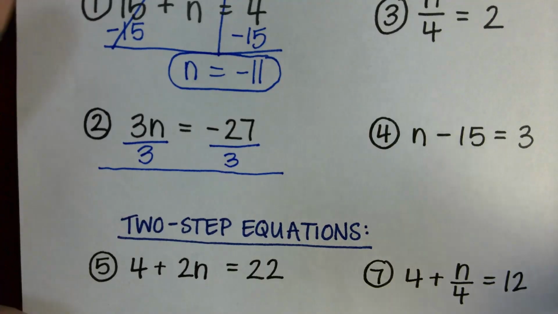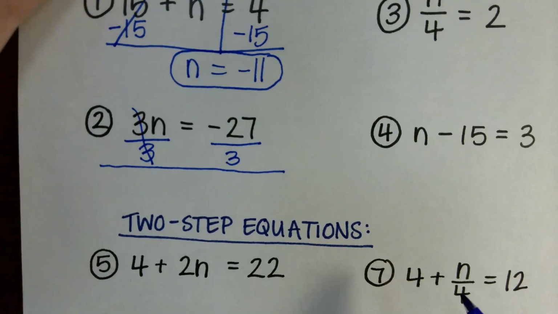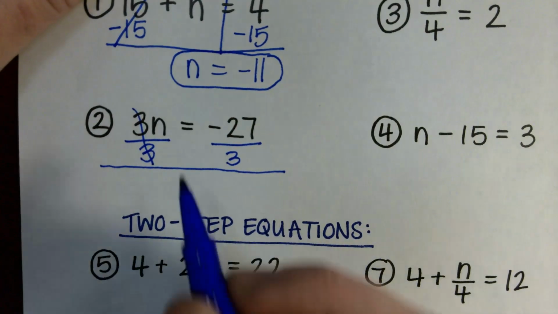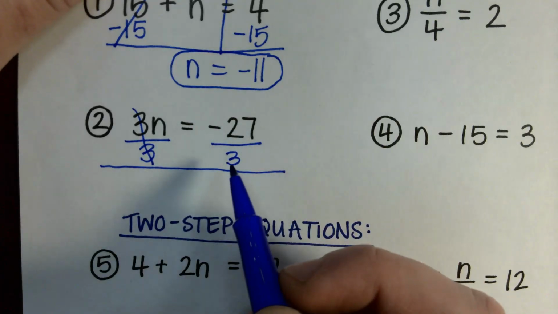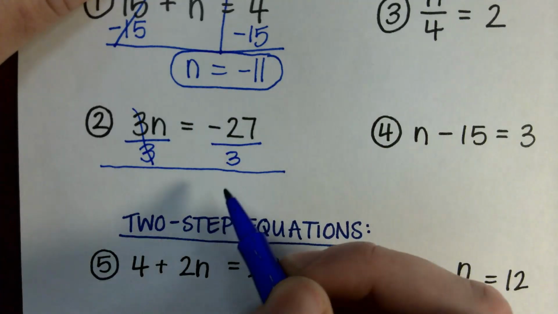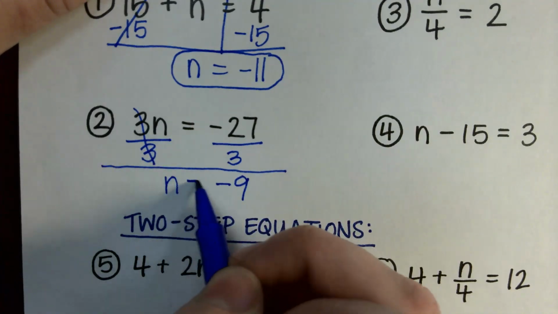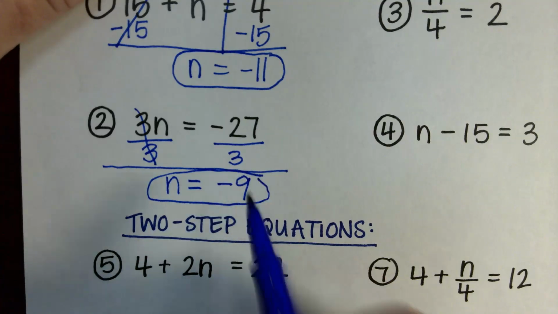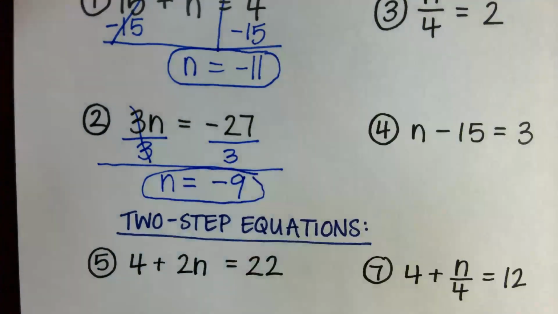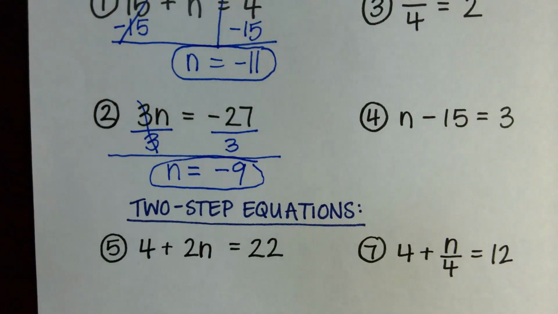So what's going to happen next? Cancel out the 3. Yes, my 3's are going to be canceled out. Then what? Yeah, what is negative 27 divided by positive 3? Negative 9. So n equals negative 9. Pay super close attention to your negatives. Make sure that you don't drop a negative on accident. All right, any questions about number 2?